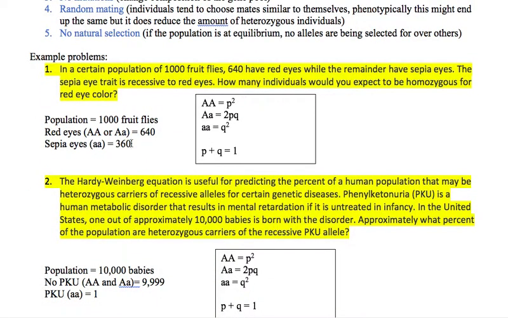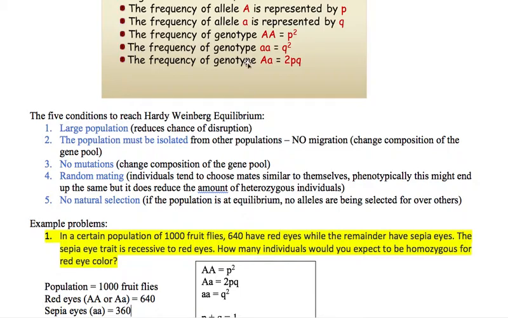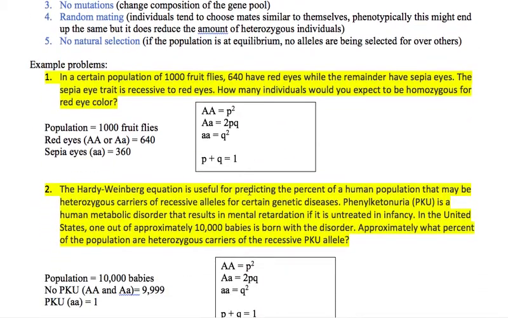So here's our first one, and I've started to put in some notes for each of them, and then as we go through each problem, I will add to it. Down here I have the same information that I had up above, but just that way we can see it in the screen. Here's problem number 1. In a certain population of 1,000 fruit flies, 640 have red eyes, while the remainder have sepia eyes. The sepia eye trait is recessive to red eyes. How many individuals would you expect to be homozygous for red eye color?